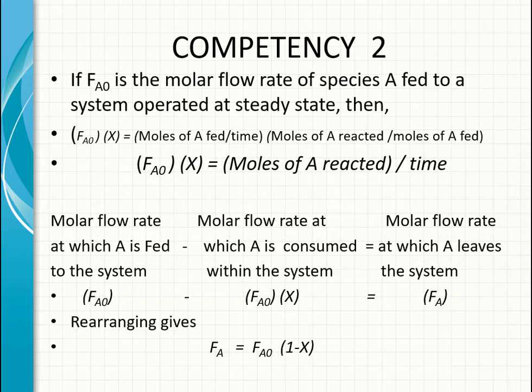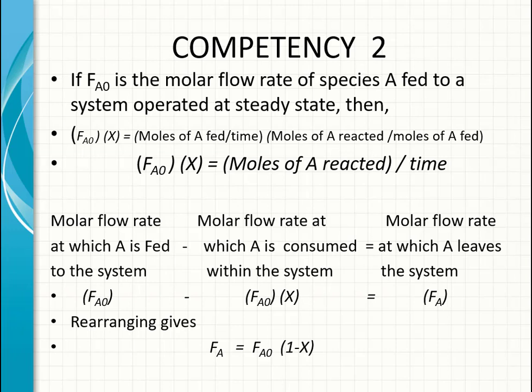So, if Fa0 is the molar flow rate of species A fed to a system operated at steady state, then Fa0 times x will be equal to the moles of A fed per unit time times the moles of A reacted divided by the moles of A fed, which is the conversion x. So Fa0 times x is equal to the moles reacted per unit of time.